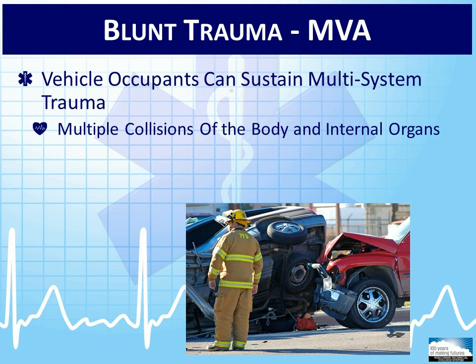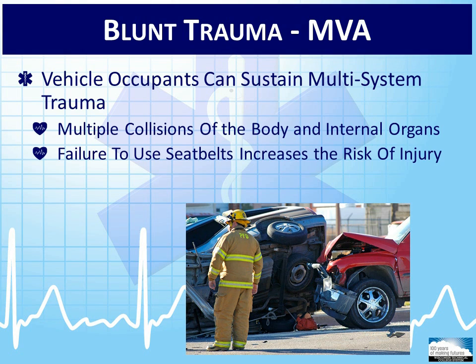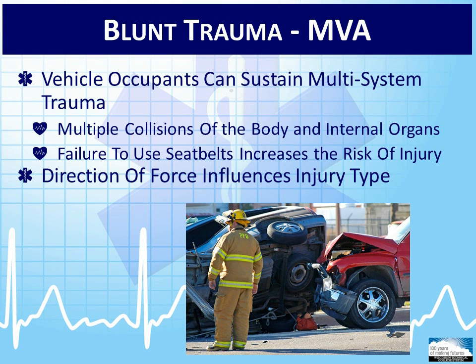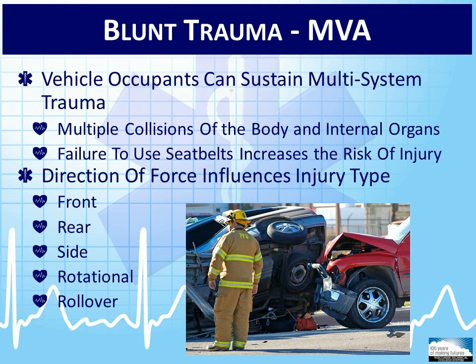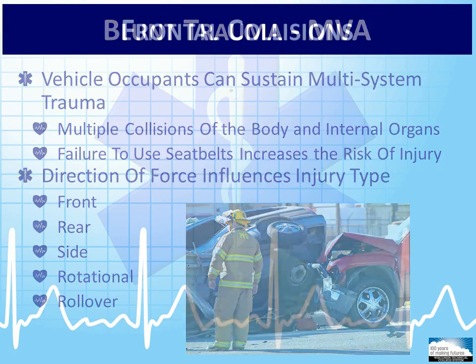A single incident can result in multiple collisions to the body and its organs. The risk of injury increases dramatically when the occupants fail to wear seatbelts or utilize other available safety restraint systems. The major difference between the types of collisions in such an incident is the direction of the force of impact. The direction of the force varies given a frontal, rear, side, or rotational impact. Vehicle rollovers can produce many of these forces at the same time, resulting in unpredictable injuries.